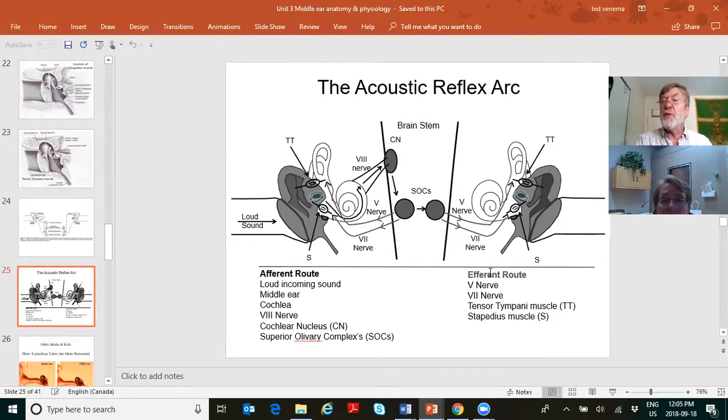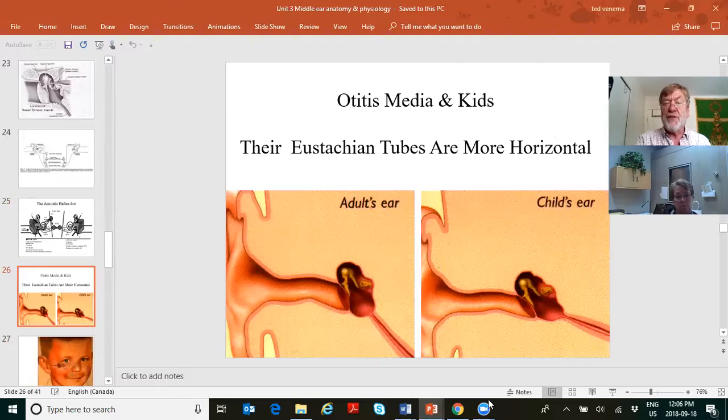So the efferent route is this, what's written there. Afferent part of the loop is here. Efferent part of the arc is here. And that regards both sides of the ear. The afferent happened to be in one ear. You had two efferent messages, one to the ipsilateral side, one to the contralateral side. Good. Covering good stuff.